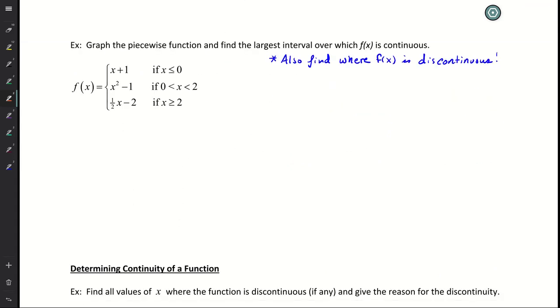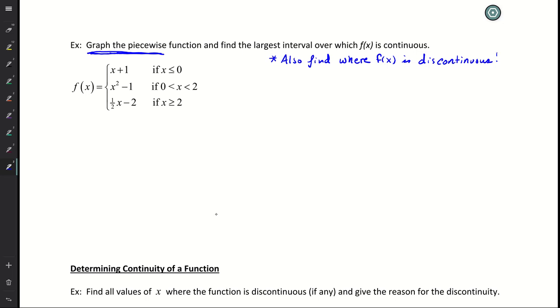All right, this particular problem says to graph the piecewise function and find the largest interval over which f of x is continuous. And I also want to add to your notes here, also find where f of x is discontinuous. And that way you're prepared to answer either question in your notes. So on this one, let's first start with graphing it. So a question like this, be careful to pay close attention to your instructions. So they want you to actually graph it. There's been things that we've done before where if it hadn't specified to graph, then you can maybe do things other ways, but that's actually a part of the instructions here.